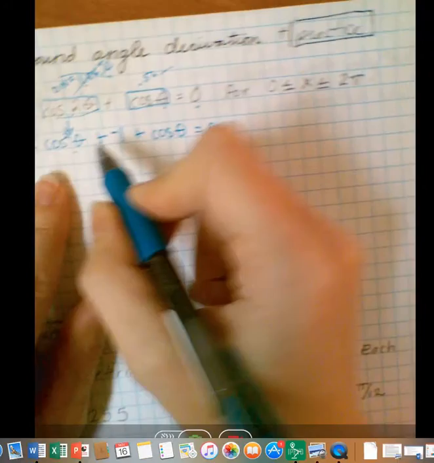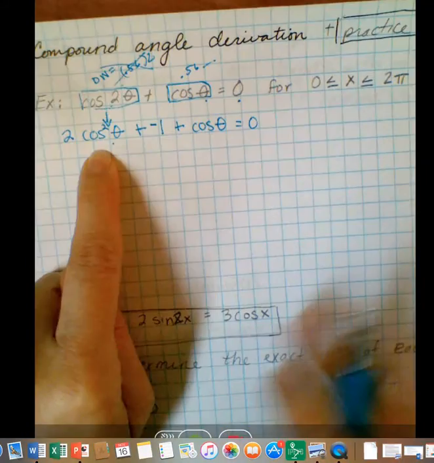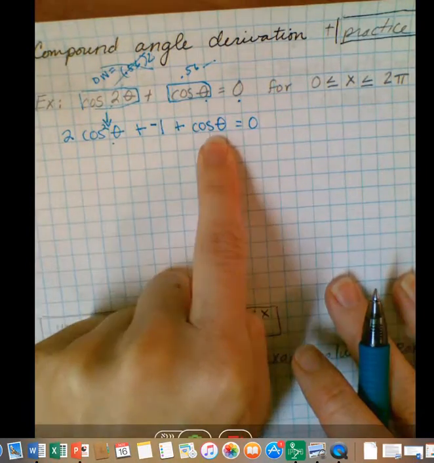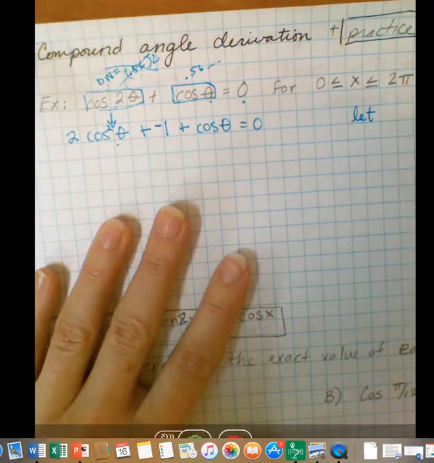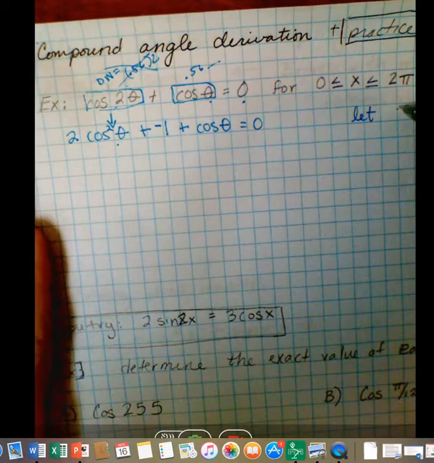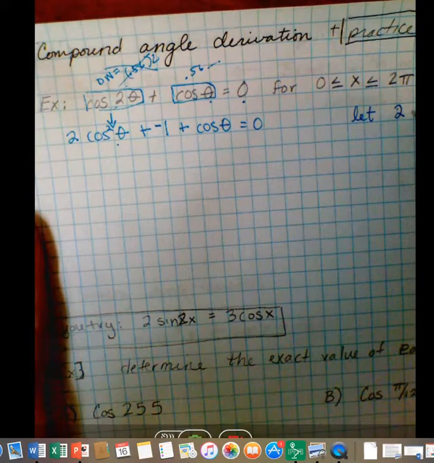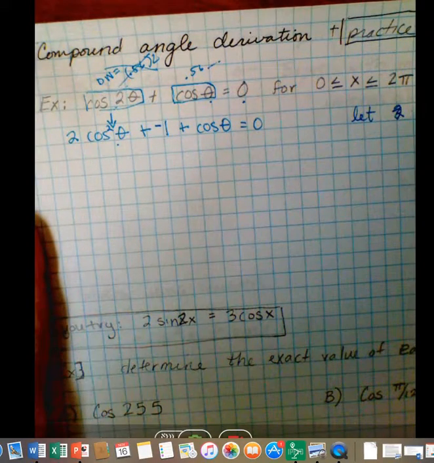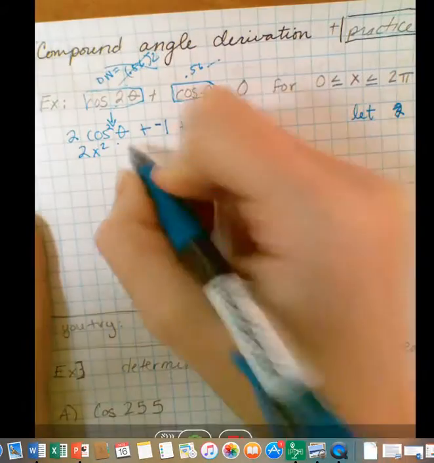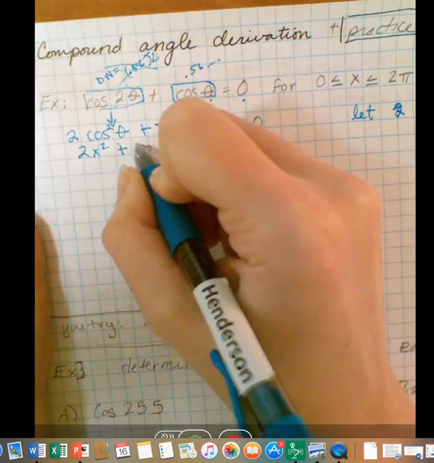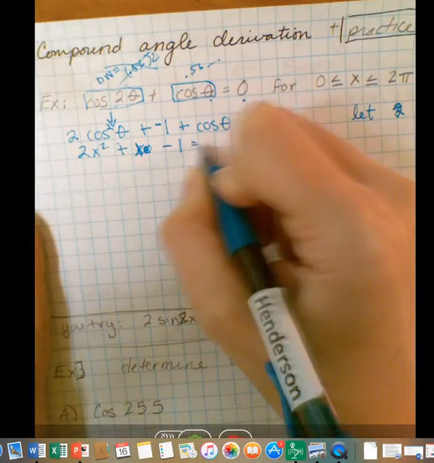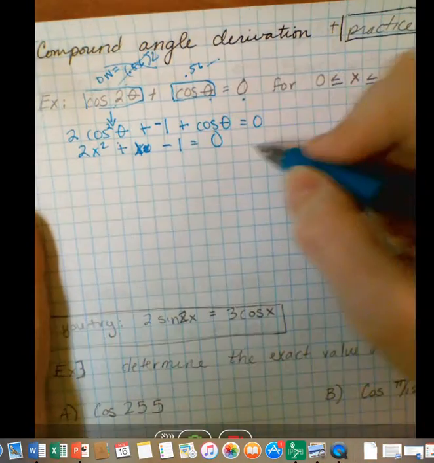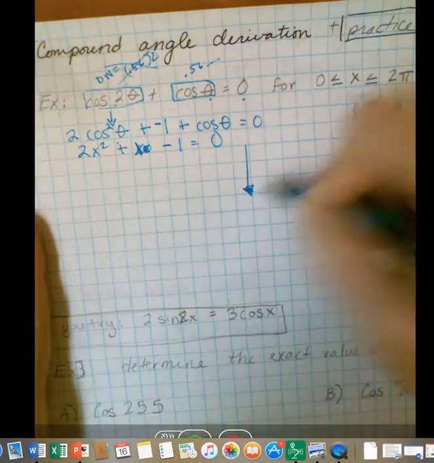Now I have a quadratic, right? Now I have one value that's been squared, the same value that's in a linear term, and then I have some kind of constant term. So I can say let's let, 2, I'm sorry, not 2. We're going to let cosine of theta equal x. And so I would have 2x squared plus cosine of x is just our x plus negative 1 equals 0. And then I'm going to go ahead and solve this the rest of the way out for x.